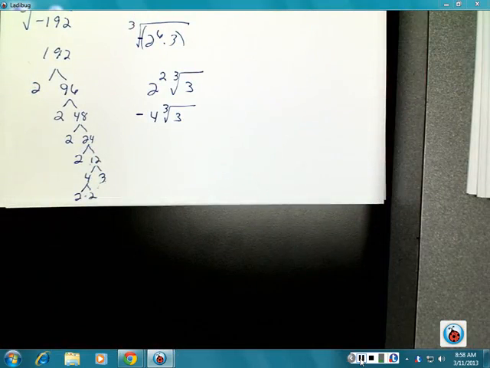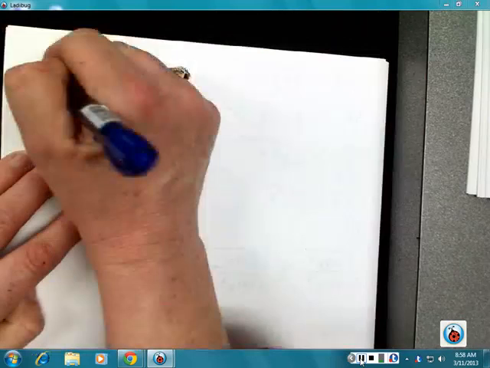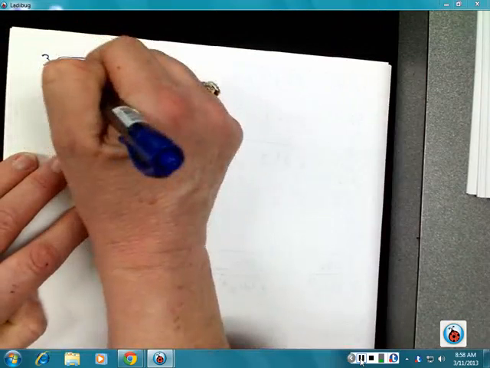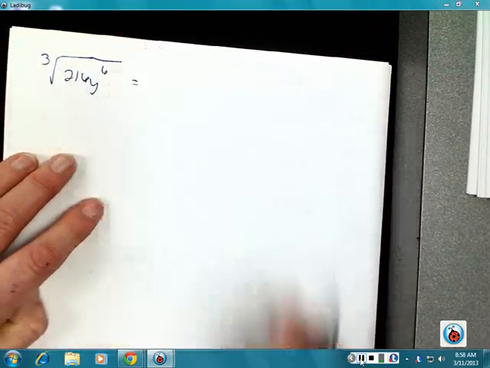Okay. What do you think? Okay with those or not? Or we need to do a few more? A few more? Okay. So how about, let's see what you get for this one. Cube root of 216 y to the 6th. Straight on there.